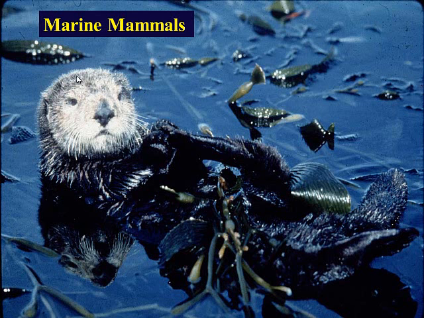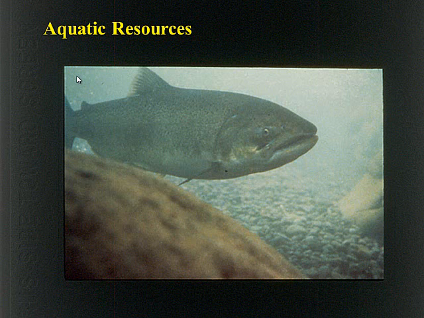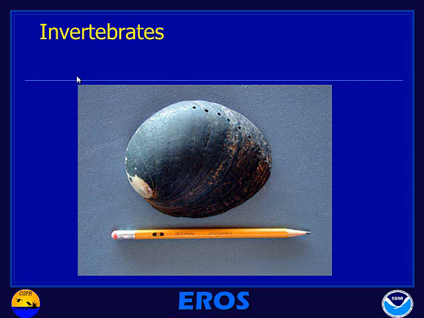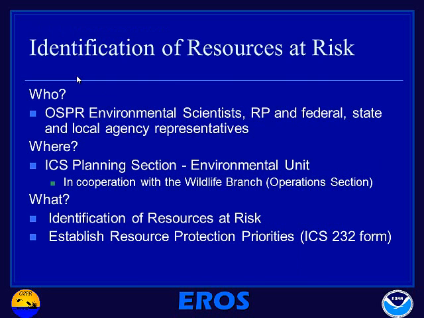We want to definitely prevent that. Marine mammals, just like this sea otter, float on top of the water. So does oil. They get whacked. They have to preen their fur and can ingest oil. It's not good. Nobody likes to eat oil. And again, aquatic resources like this little salmonid here, and also invertebrates like abalone, are prone to getting oiled as well.